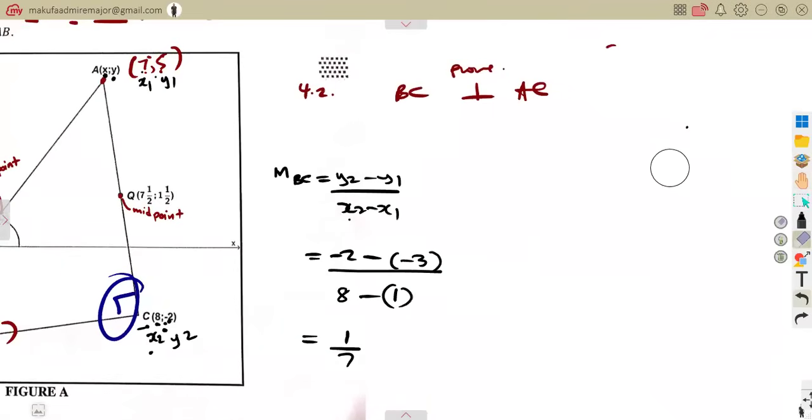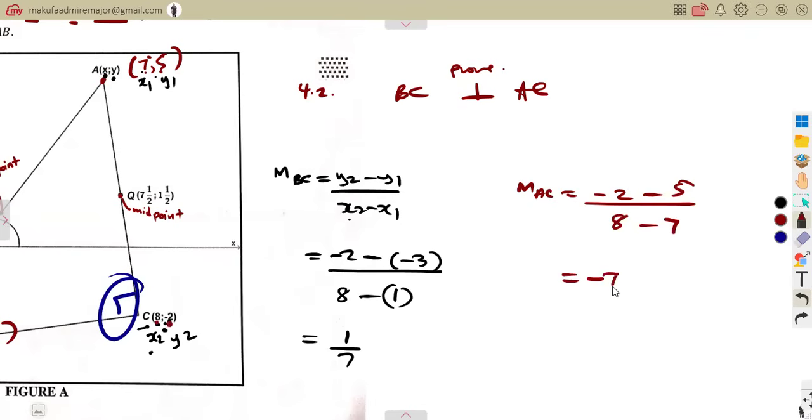Using the same concept of the gradient, we can calculate the gradient of AC. The change in y, that is y2, is -2 minus y1, which is 5, over x2, that is 8, minus x1, which is 7. This gives us a gradient of -7. That is the gradient of AC.